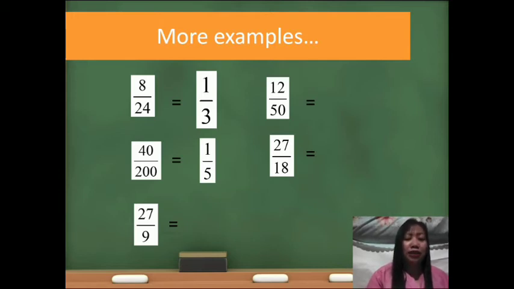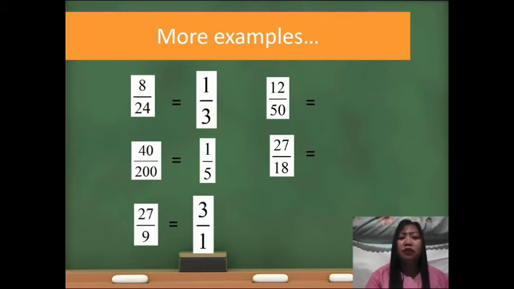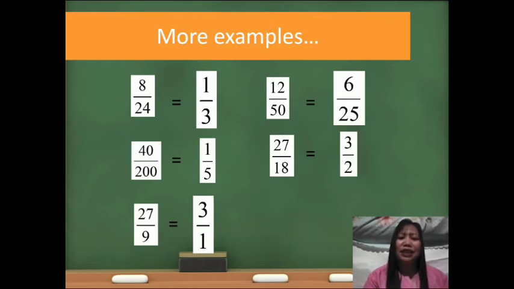Next, 27 over 9. Very good! It is 3 over 1. What about 12 over 50? Yes, it is 6 over 25. And the last one, 27 over 18. Very good. It is 3 over 2. Good job, students.